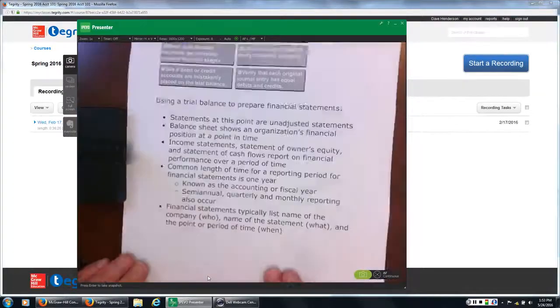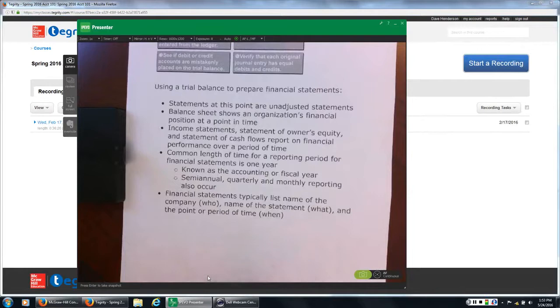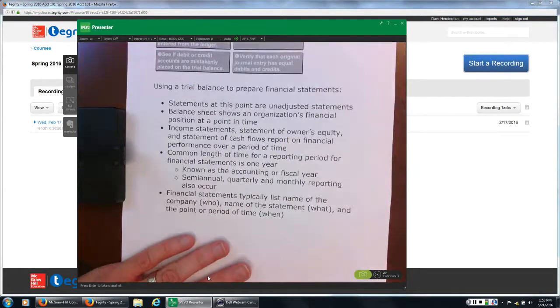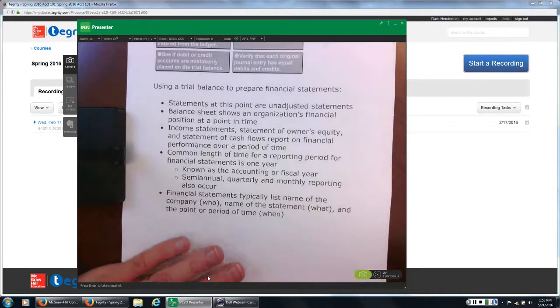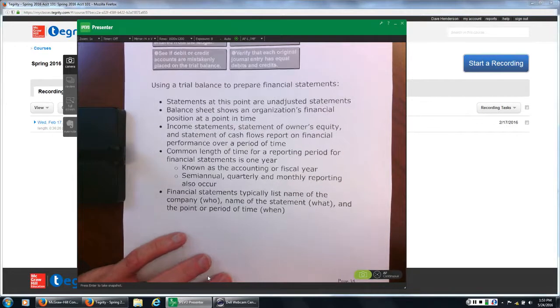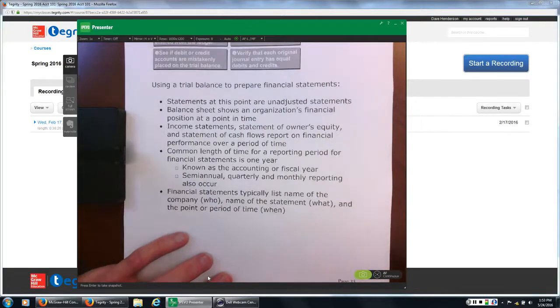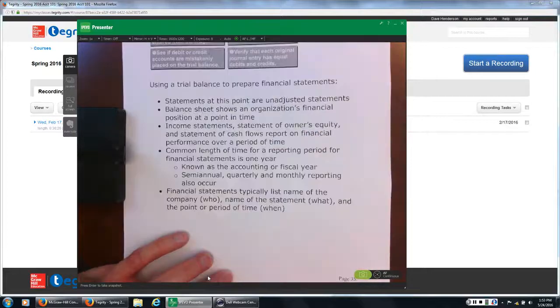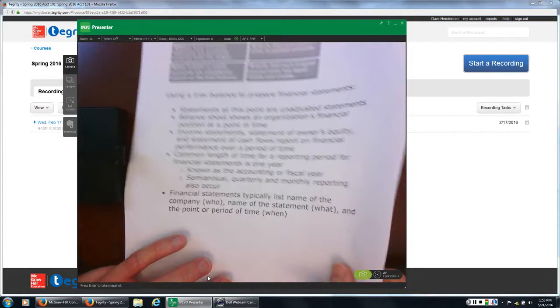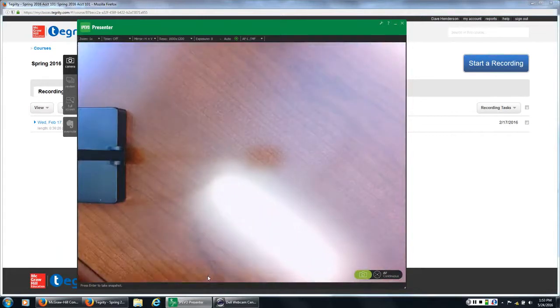So let's jump over here to talk about using a trial balance to prepare financial statements. At this point, they're unadjusted. We haven't done our adjusted journal entries. We haven't accrued for any revenue that we haven't recognized yet, or any expenses that we also haven't recognized yet. We would do that at the end of the accounting period, and then after we've done our adjusted journal entries, we would prepare our adjusted trial balance. But right now, they're unadjusted. So what we can do is use our trial balance to prepare our financial statements, and let's go ahead and talk about that in a little bit more detail.